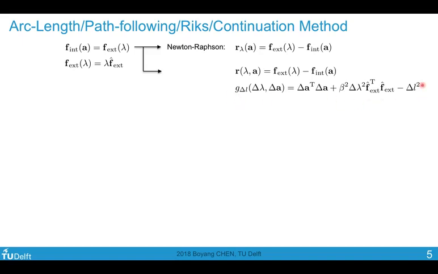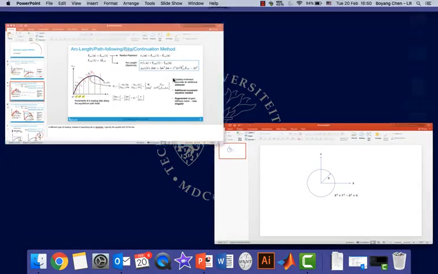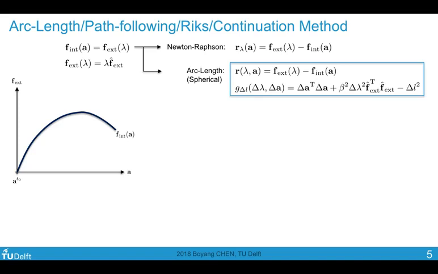If you look at the form of this equation, it looks like an equation for a circle. The equation for a circle is x squared plus y squared minus r squared equals 0. This form resembles our constraint equation: delta A squared plus delta F external squared minus delta L squared equals 0. Basically, if we were to plot the constraint equation on the graph where the x-axis is A and the y-axis is F external, then the constraint equation would be a circle with a radius of delta L.